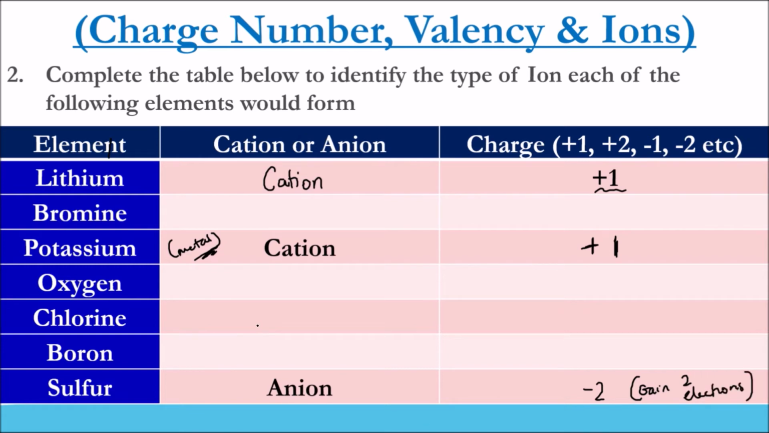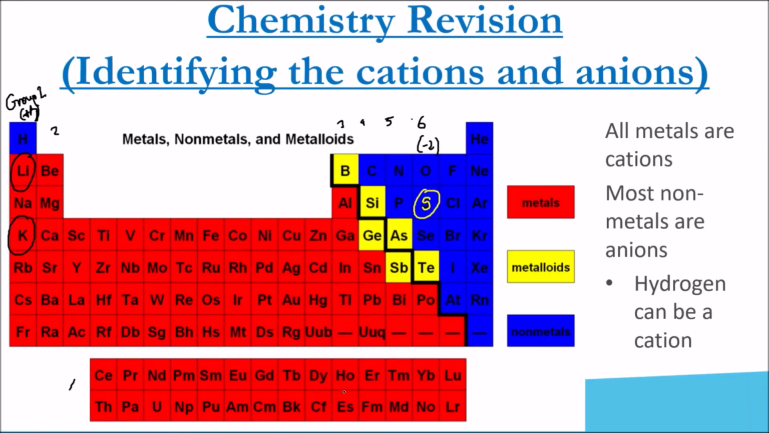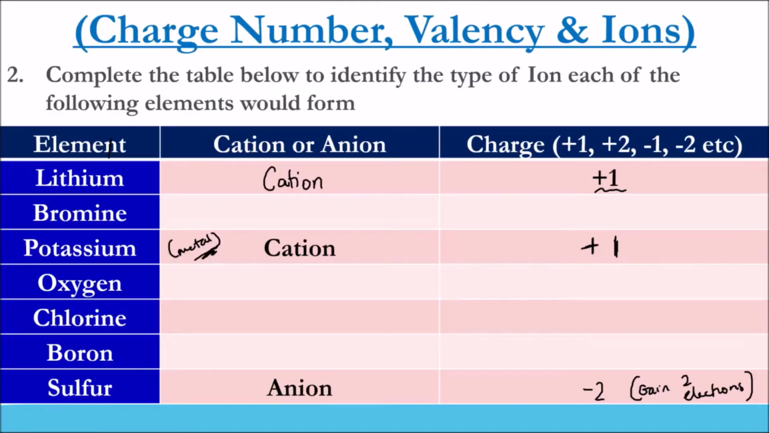Okay, another one we can try is perhaps chlorine. Now chlorine, I know, is a non-metal. So chlorine is actually right here, and its charge number would therefore be -1. So chlorine is -1. It's a non-metal. So if it was to form an ion, it would be an anion. Okay, so there's that. Try the other ones and see what you get as a response in the worksheet as well.